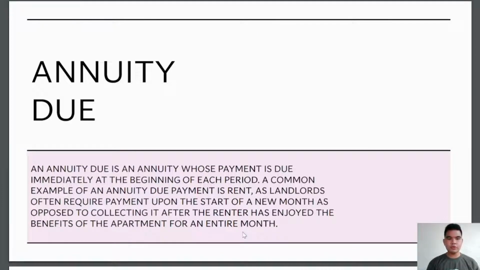So what is annuity due? An annuity due is an annuity whose payment is due immediately at the beginning of each period. A common example of an annuity due payment is rent, as landlords often require payment upon the start of a new month as opposed to collecting it after the renter has enjoyed the benefits of the apartment for an entire month. So from here, it is said that annuity due is always being used for rent purposes.